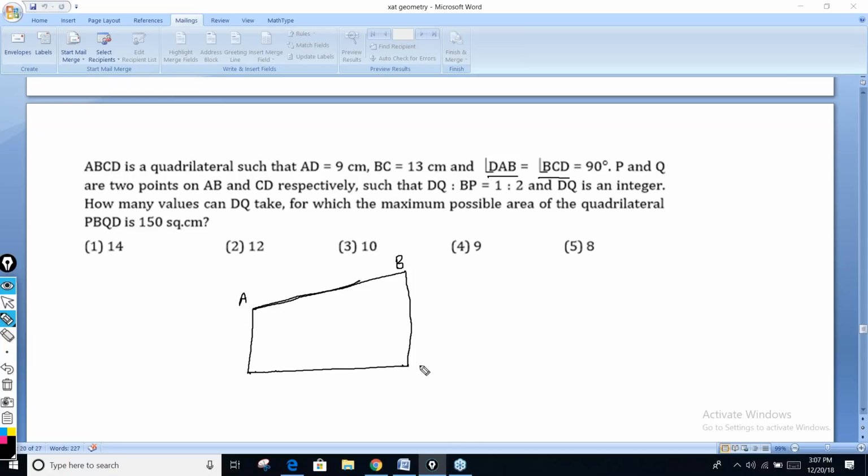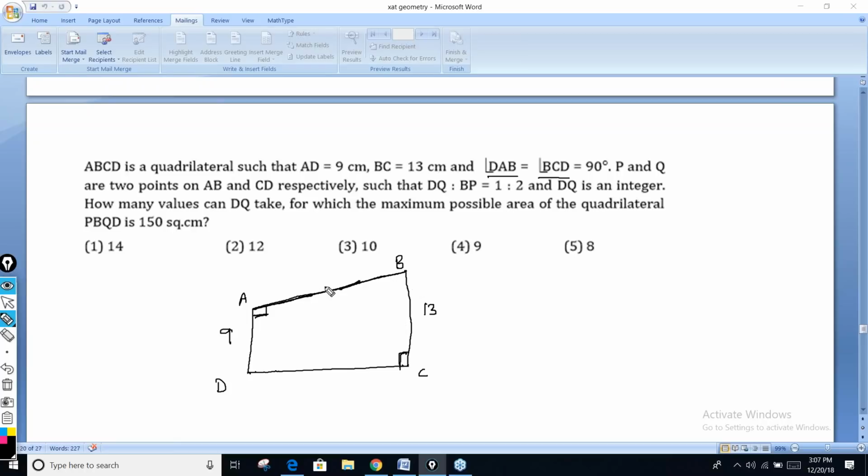ABCD, this is a quadrilateral. This angle and this angle are given as 90 degrees, so you can slightly take it like this. So this angle is 90 and this angle is 90. AD is given as 9, BC is given as 13, and angle DAB is given as 90.